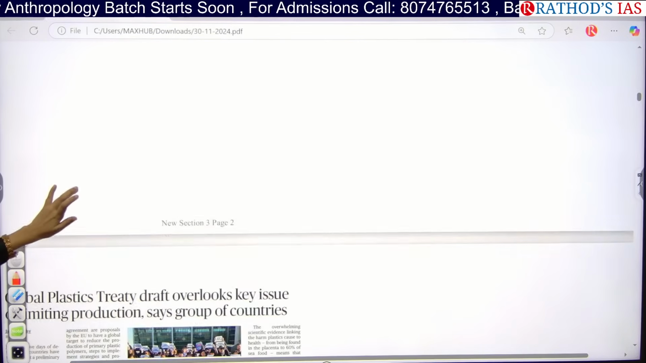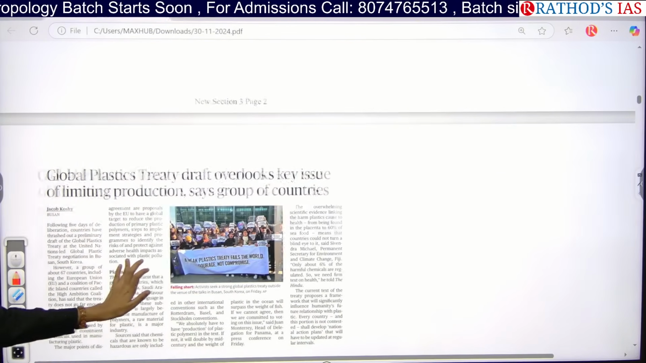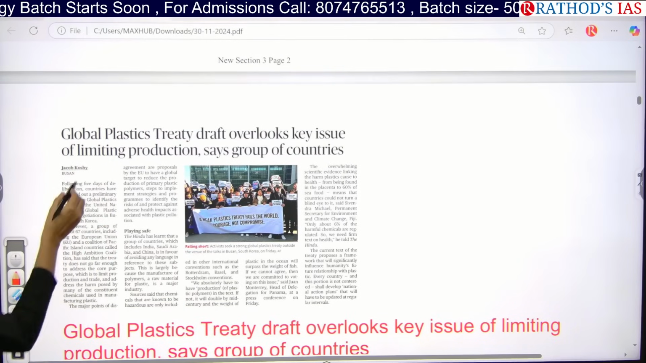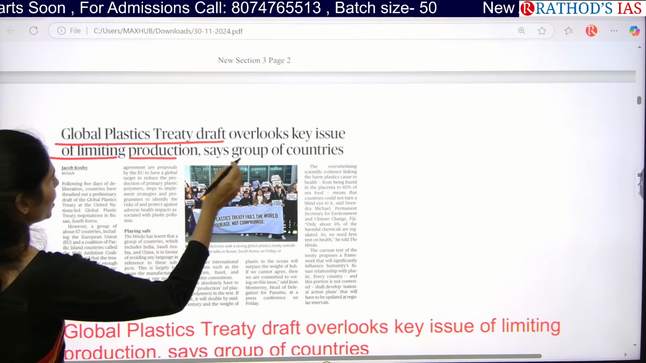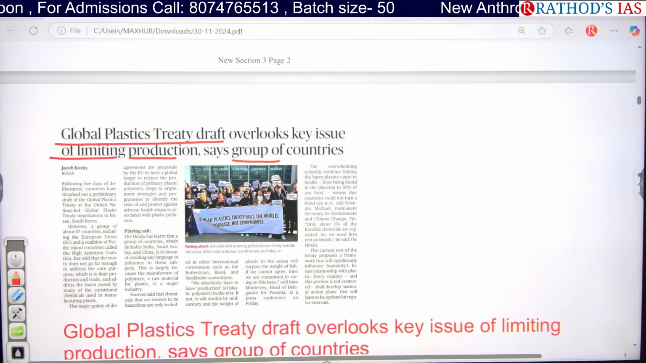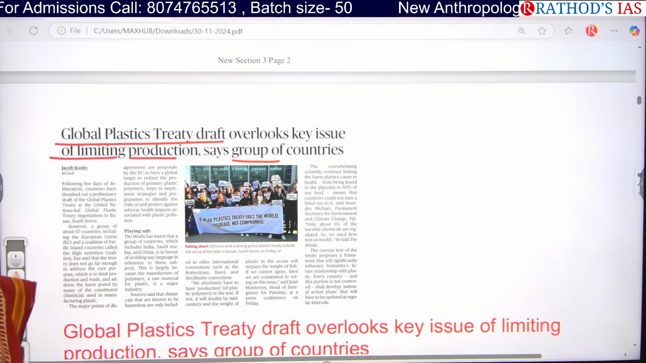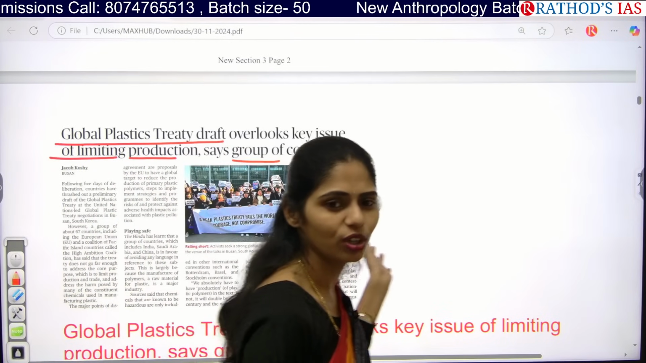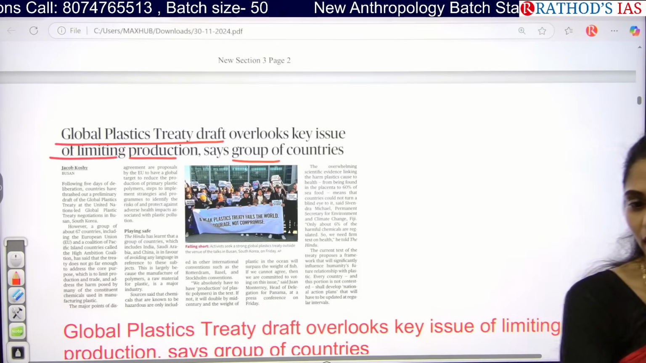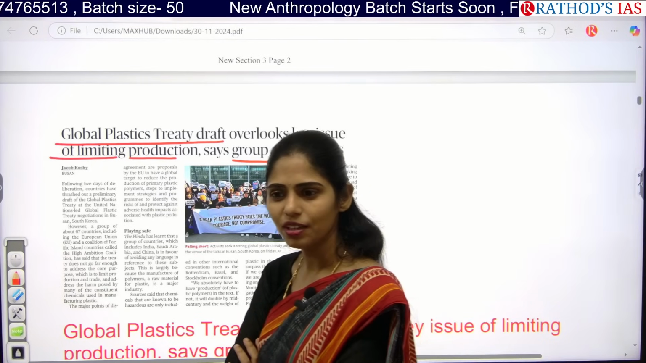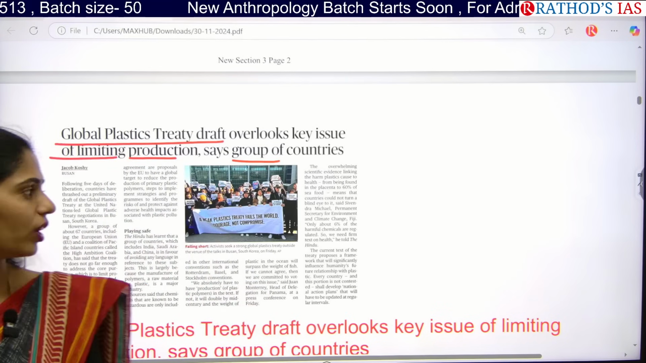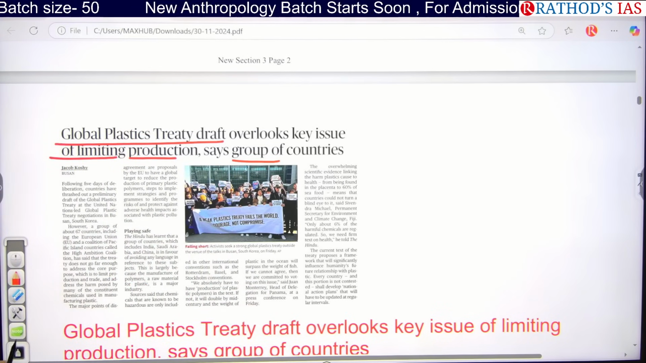Okay, so this is the article. See this article. Global Plastic Treaty draft overlooks key issue of limiting production, says group of countries. What is this article talking about? Old topic only, it is Global Plastic Treaty. So where it is happening, in which country? South Korea, place Busan. Okay, so did India satisfied with this draft?